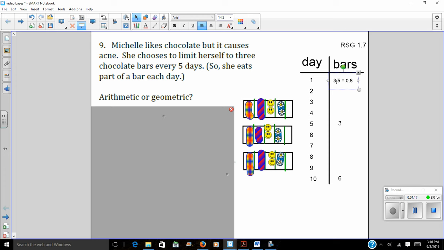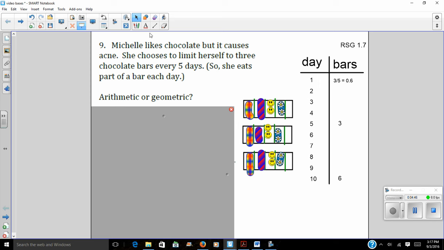Okay? So we're figuring out here that she is eating 3/5 of a bar each day. So on the 2nd day, she would eat another 3/5. So the total candy bars eaten at that point would be 6/5, or 1 1/5 bars. Now we could continue this pattern, but we really have everything that we need. We know that the first term is 3/5, and we know that every day she eats 3/5 of a bar.